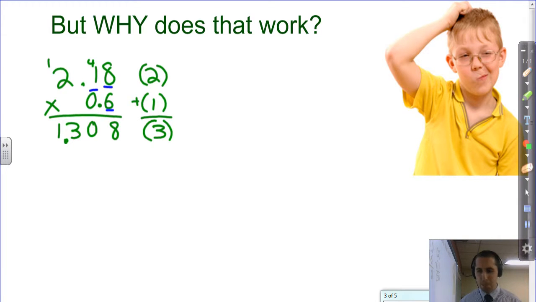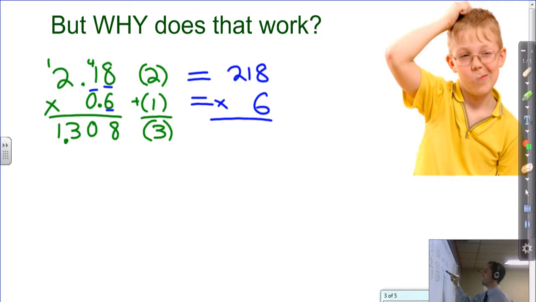Now, why does that make sense? Why are we just allowed to ignore things and then put them back in? Let me show you what's really happening. We were treating this like it was just 218 times 6. We were saying that that number, 2.18, is just kind of like 218 times 6. But that's not equal. Those aren't equal right now. So we need to finagle a little bit, change them around.